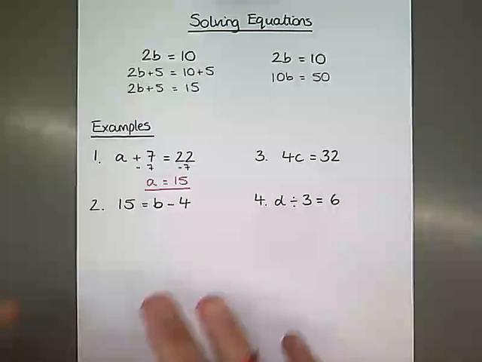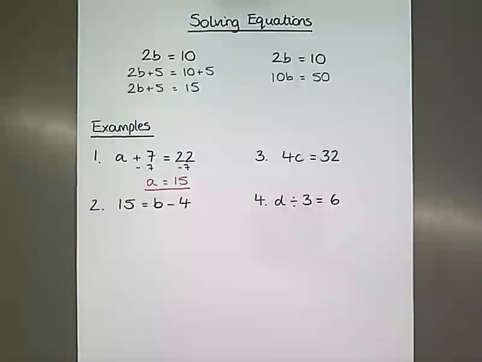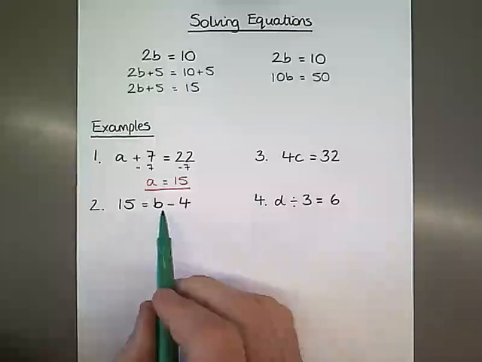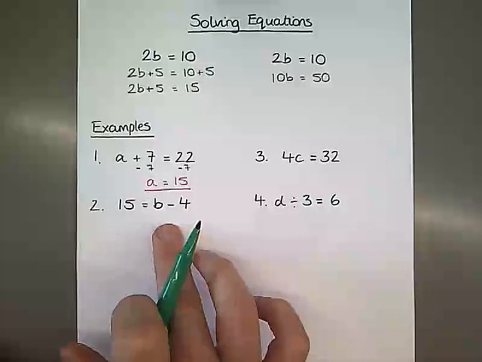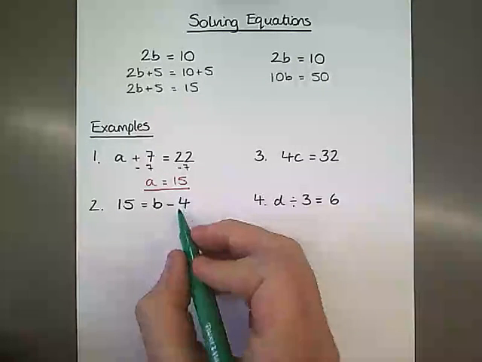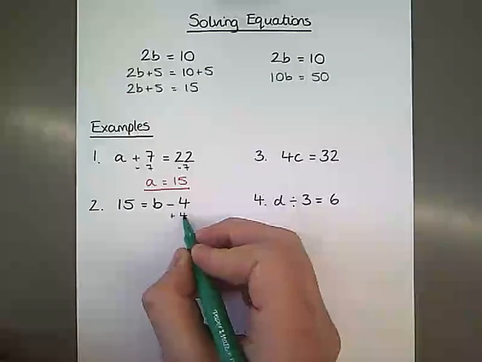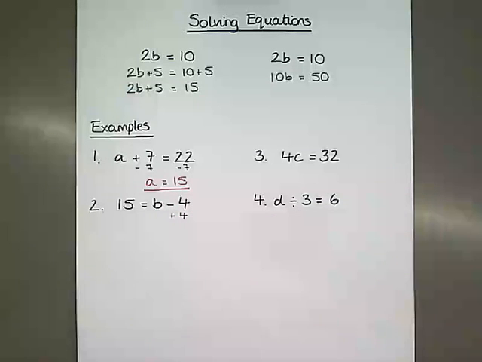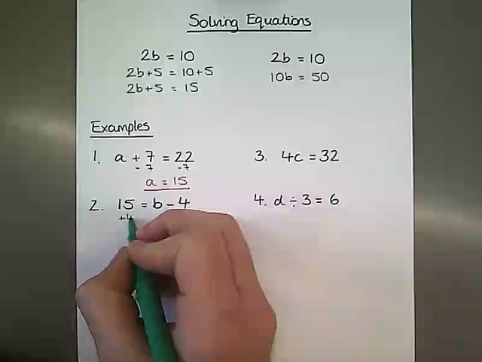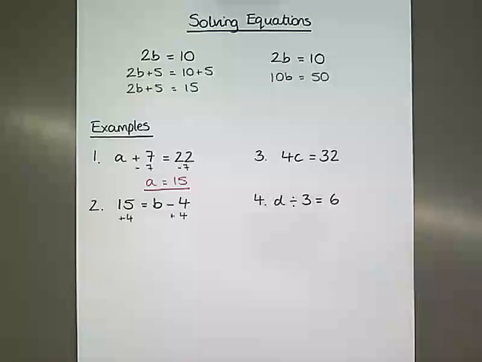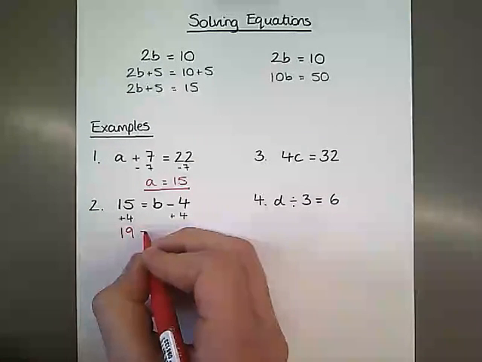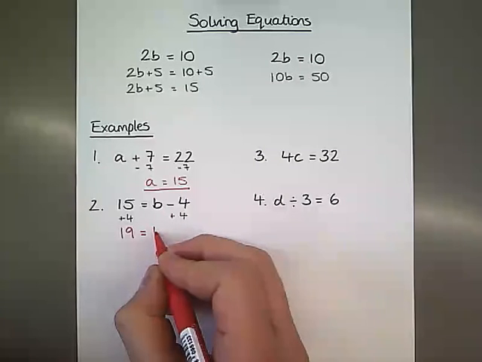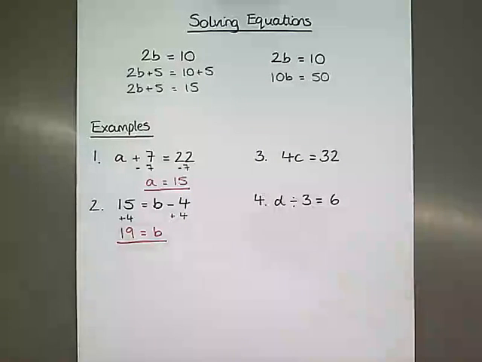Okay, let's have a look at question 2, or example 2. We have 15 equals b minus 4. So again, I just want b on its own. So I need to add on 4 to this side, which will give me just b. If I do that to the right-hand side, I also need to do that to the left-hand side. So I'm going to add on 4 to 15. Now 15 add 4 is 19. And on the right-hand side, I just get b. Again, I've solved that equation.